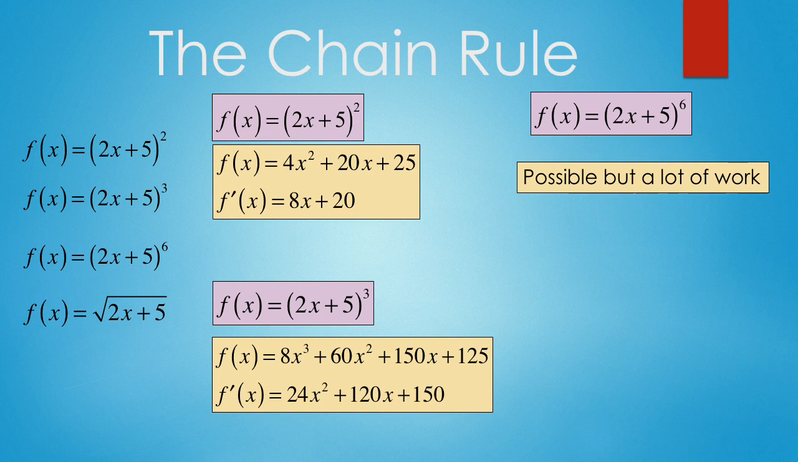Examining f(x) equals (2x plus 5) to the sixth, we realize that it is possible to take the derivative, but the prospect of multiplying this expression out 6 times is not something that I look forward to. Again, it is possible, but not preferable. There must be another way.